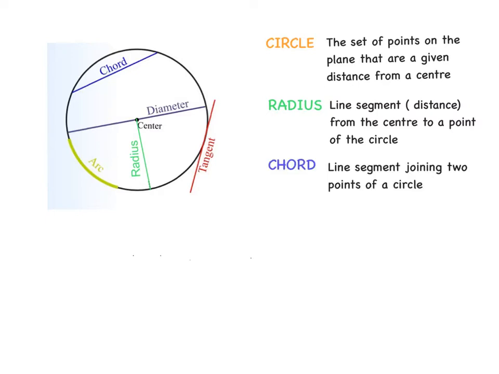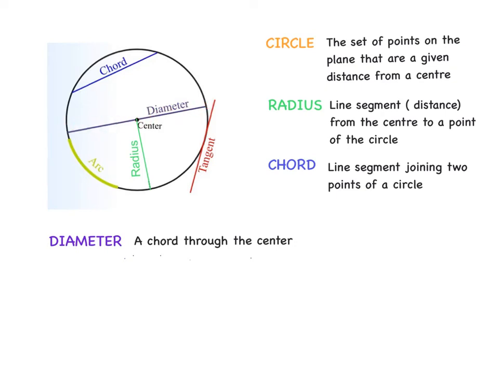The next keyword is diameter. We can say it's a chord going through the center, or we can say it's the line segment joining 2 points on the circle and going through the center. As you can notice here, the diameter is the longest chord, and it's twice the radius. We have one radius in here and one radius in here.